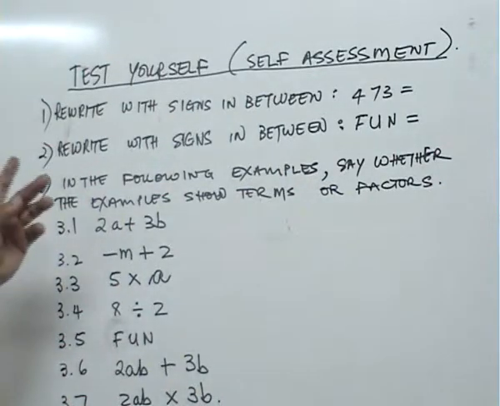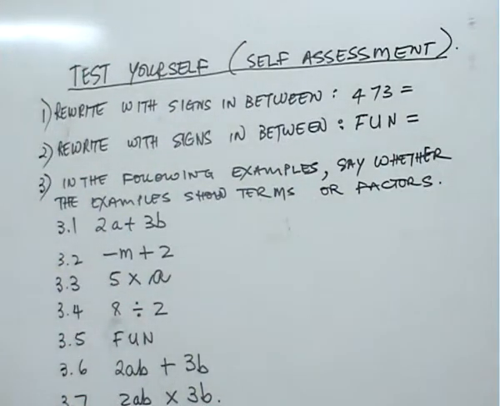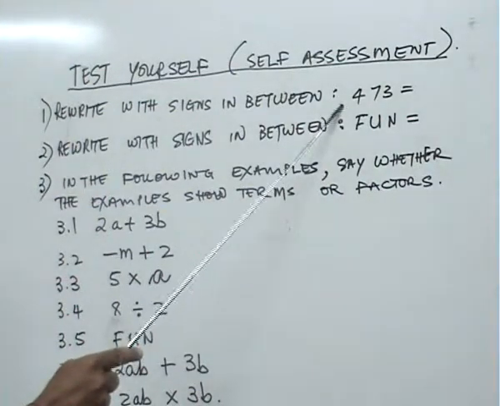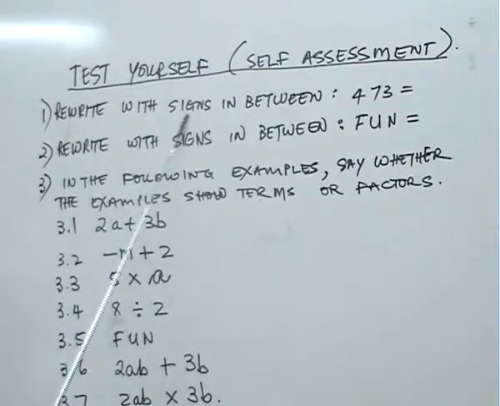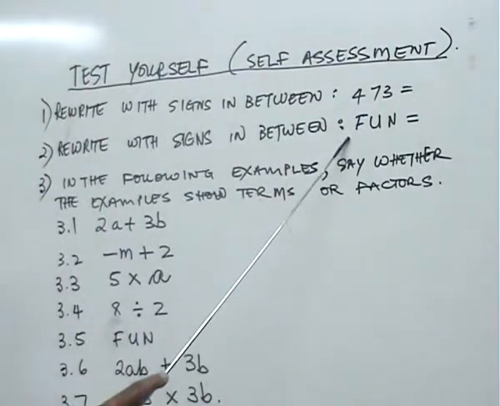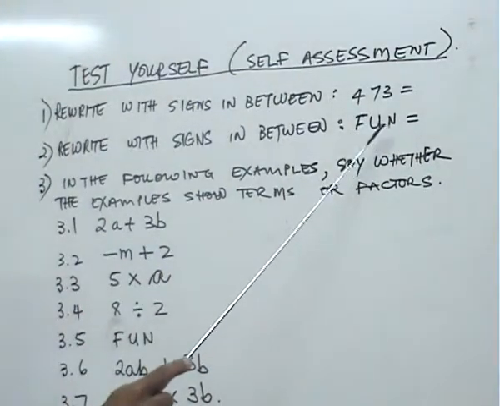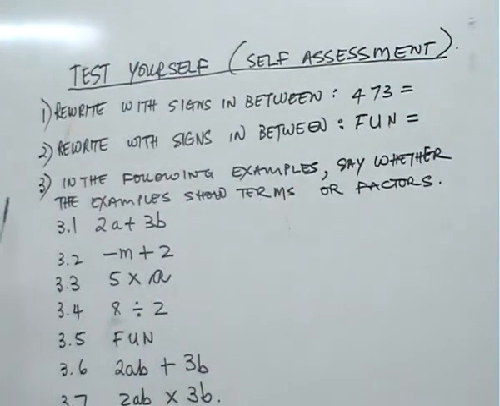Number one, rewrite with signs in between. So you take this number and you must rewrite it with signs. Signs means plus or minus or divide or multiply. Number two, rewrite with signs in between. There's the word fun. Yes, learning maths is fun. Take this and fill in some signs.